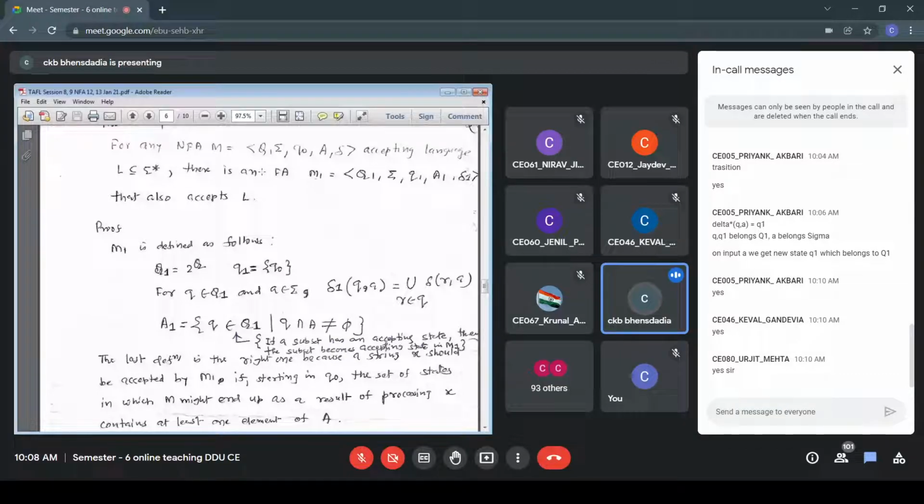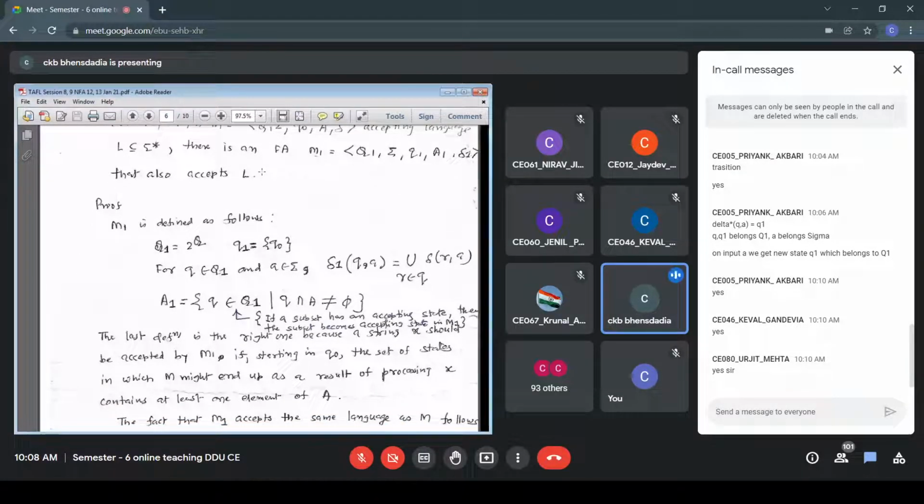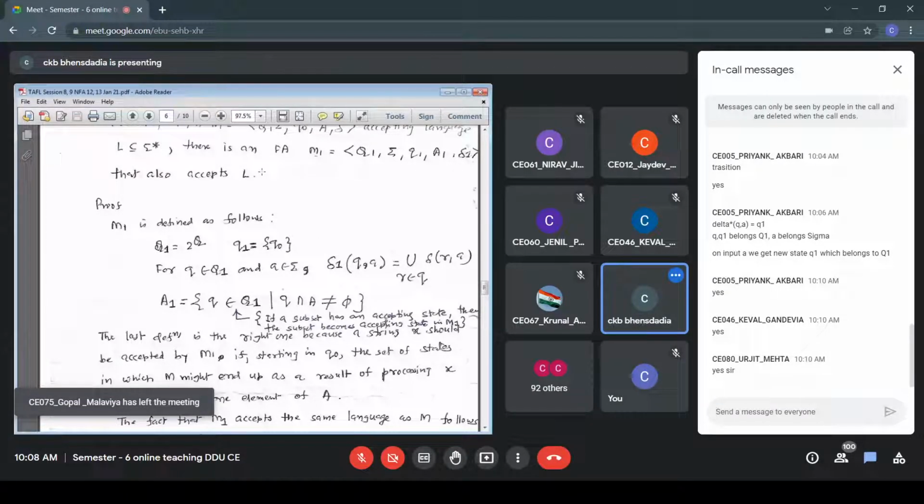And here is just a justification. The last definition of A1 is right because a string X should be accepted by M1, when we say it is a DFA, if starting in Q0, the set of states in which M might end up as a result of processing X contains at least one element of A. Because that is how a string is accepted by an NFA. Multiple paths are there, and in one of the paths' end states there has to be an accepting state. So the last definition is right because the string X should be accepted by M1.